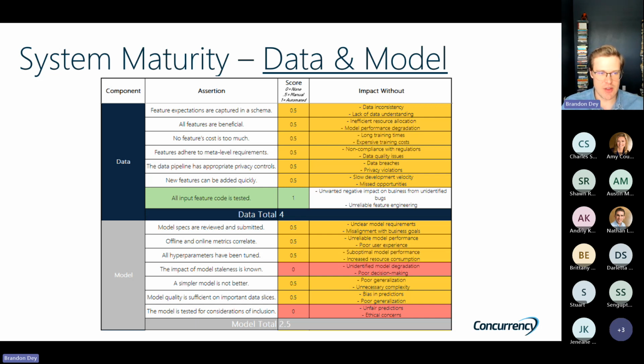And so as you can see here, the data component of this system, we're really just automatically testing if all the input feature code is tested, right? If you don't do this, you're going to get unwanted negative impact on the business because there are unidentified bugs. That's a problem. And you have really unreliable feature engineering, right? Not going to drain this, lots of information here. The point here is you have to be robust, and we are robust about how you design these systems for the stage and level of maturity they're expected to perform at.